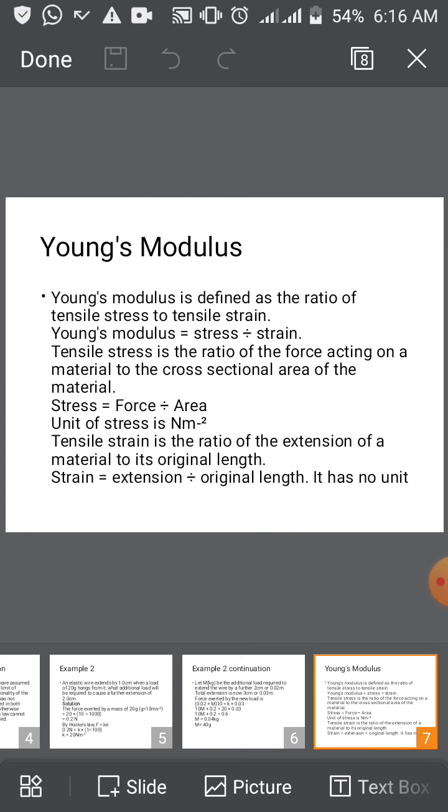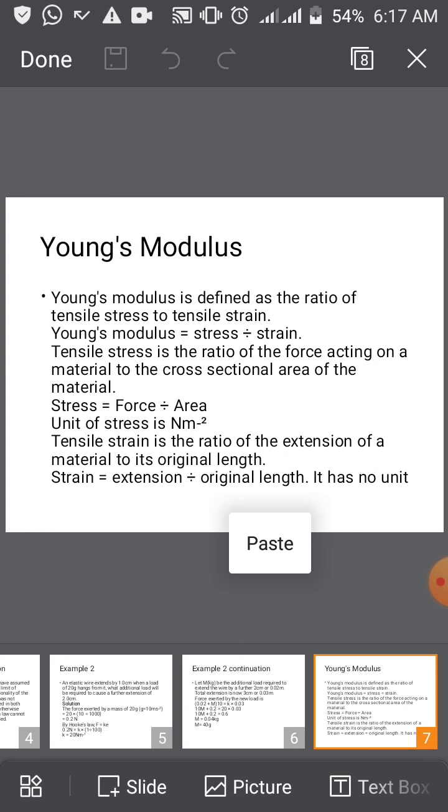Now let's look at Young's modulus. Young's modulus is defined as the ratio of tensile stress to tensile strain. Young's modulus is equal to stress divided by strain. Tensile stress is the ratio of the force acting on a material to the cross-sectional area of the material. Stress is equal to force divided by area.